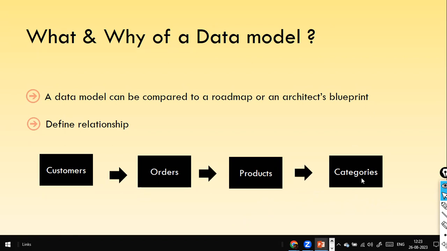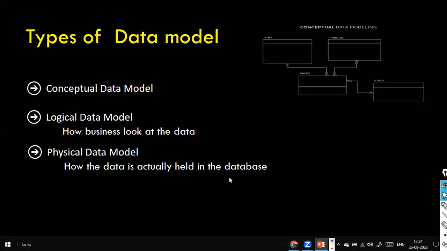So this is how the relationships are, we are able to understand how the entities are interacting with each other. That is what we define as part of the data model relationship. And there are different types of data models. Instead of saying types of data model, say different phases of data model, the software development life cycle, isn't it?